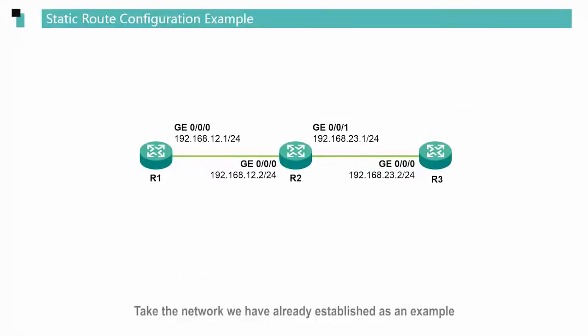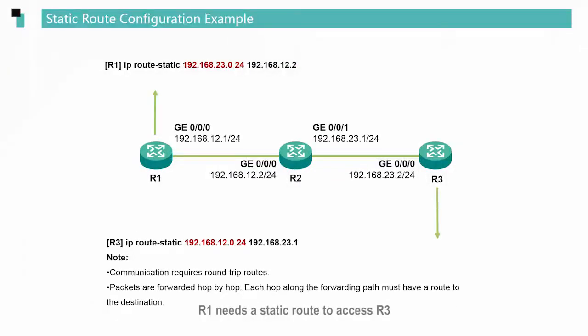Take the network we have already established as an example. R1 needs a static route to access R3. In this case, we can configure one using the IP route static command. In the command, we need to set the destination IP address to 192.168.23.0, the mask length to 24, and the next hop IP address to 192.168.12.2, which is the IP address of an interface on R2.